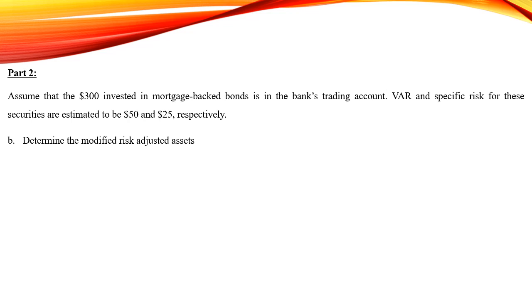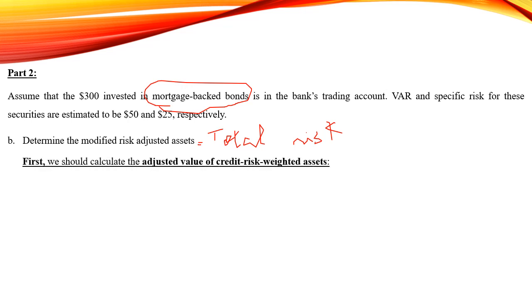Question B of part 2, determine the modified risk-adjusted assets. Modified risk-adjusted assets, which is also called the total risk. So in this case, we have the market risk and the credit risk. The market risk for the mortgage-backed bonds and the credit risk for other assets. In this case, the first step must be to determine the adjusted value of credit risk weighted assets. So we need to eliminate the credit risk of mortgage-backed bonds from the total credit risk.